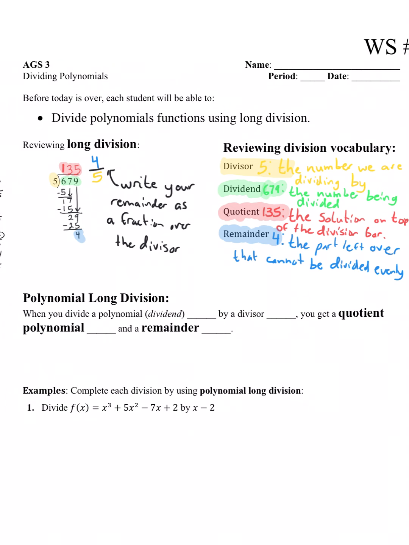We're not going to worry about decimals right now, so nothing with decimals. We're just going to leave our answers with a fraction at the end. And the reason is because when we do polynomial long division, we're not going to be worried about decimals. So you're absolutely right. We could do this with decimal answers and get 135.8, but we're not going to do that today, just because of the polynomial problems.